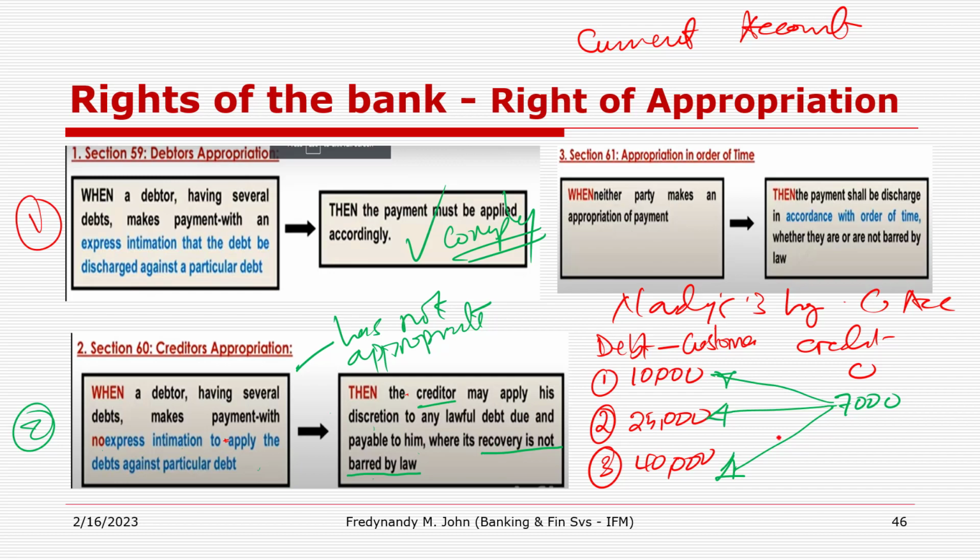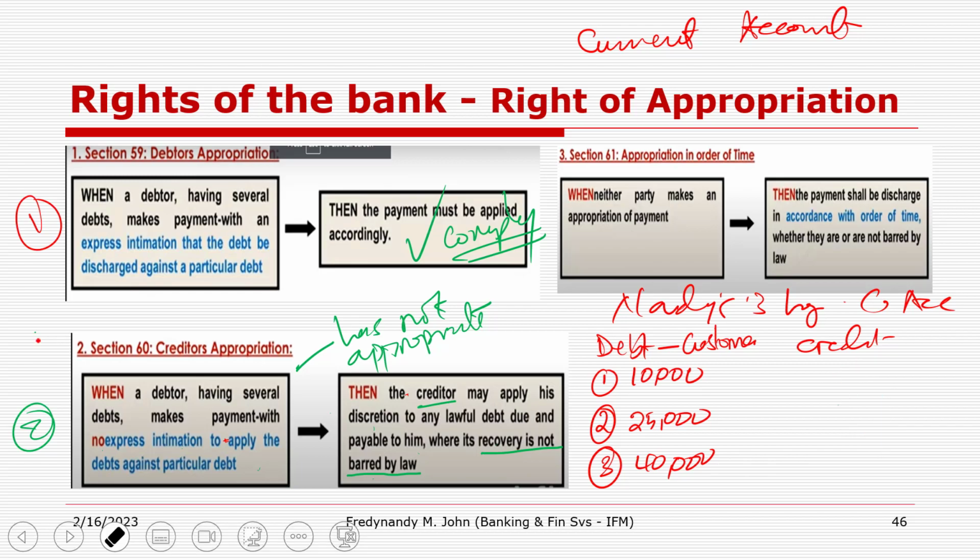For example, the customer has paid in 10,000. Okay, the customer has paid in 10,000. Now, if the customer paid in 10,000 and appropriates it, how? For example, the customer says the 10,000 needs to be used to adjust the first debt.